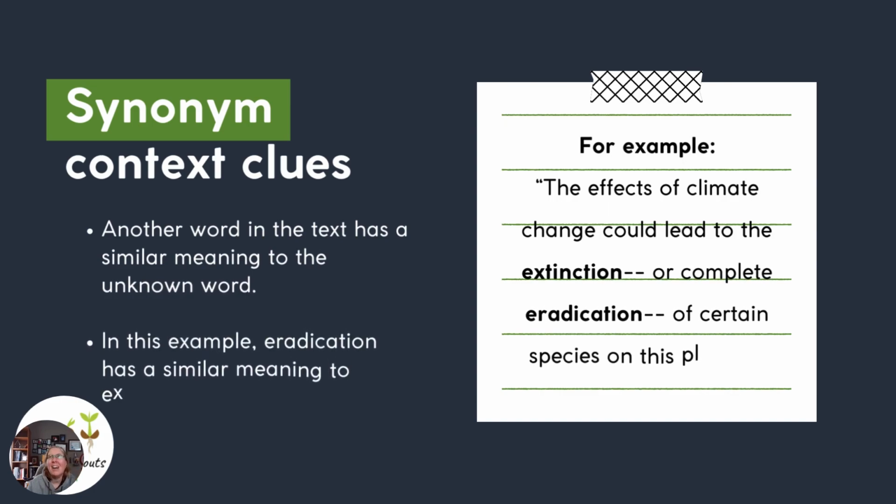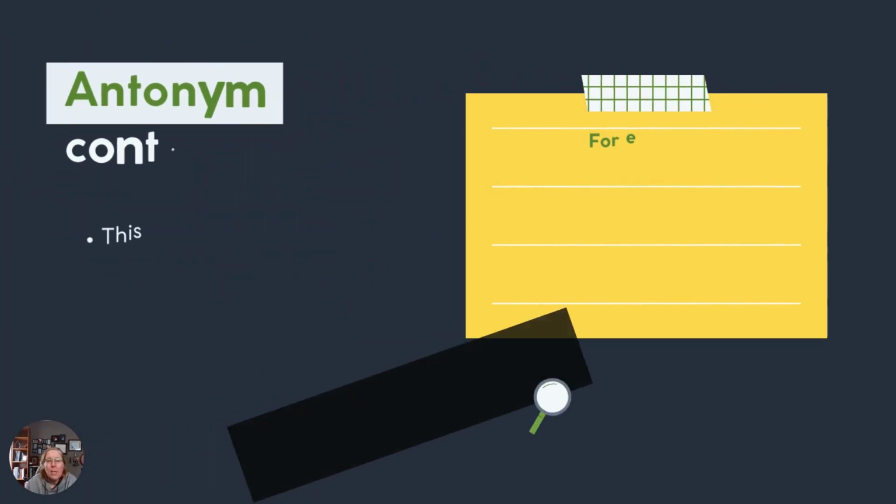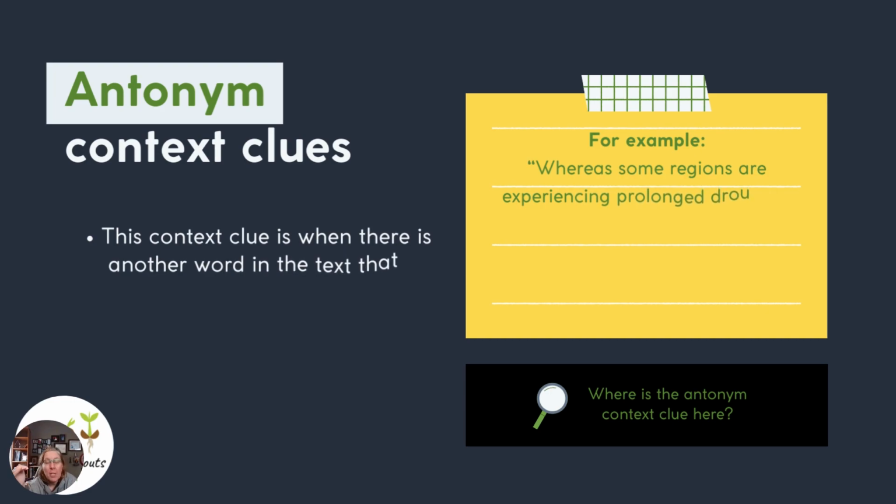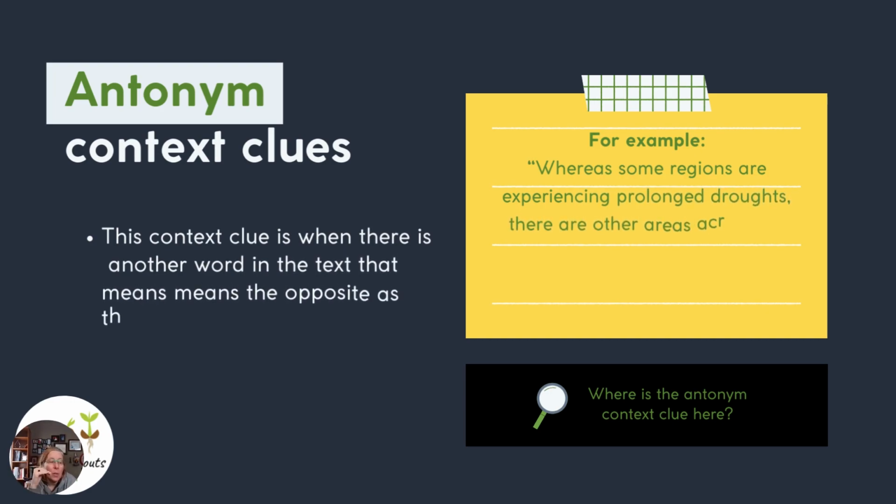If you're like, I still don't know what eradication means, it's of a certain species from this planet, we can look at the other sentences around it to help us understand that extinction or eradication means that animal is no longer here on the planet. It has disappeared because of the effects of climate change. So synonym context clues are when we have words that mean the same as the word that we don't know.